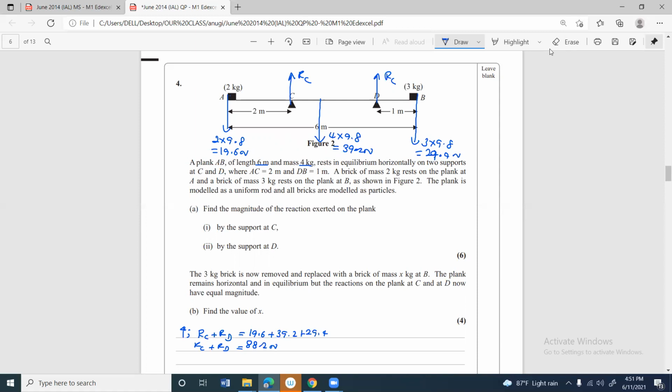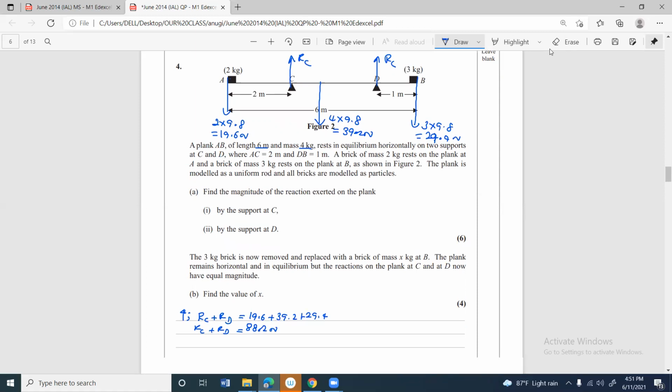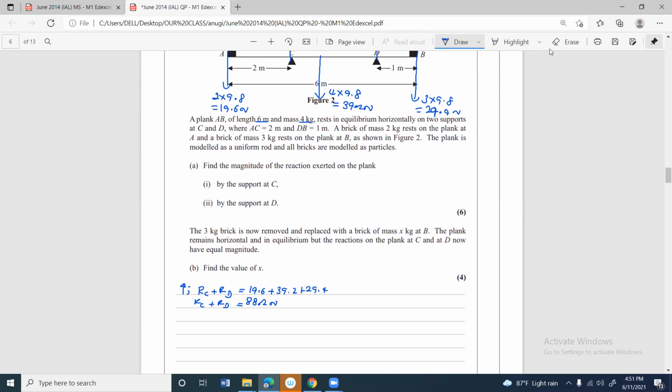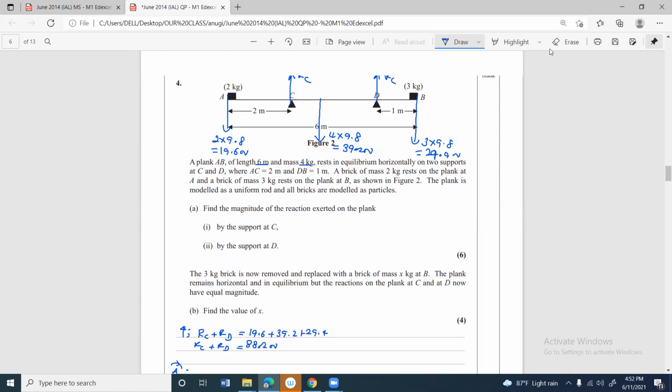88.2 newtons, right? Okay, we'll keep this answer. Then to get this answer, what we can get here is that we know two unknown forces are there. Therefore, you need another equation. To get that, I'll consider the moment around A. If you consider the moment around A, these three forces produce a clockwise moment, and these two produce an anti-clockwise moment.